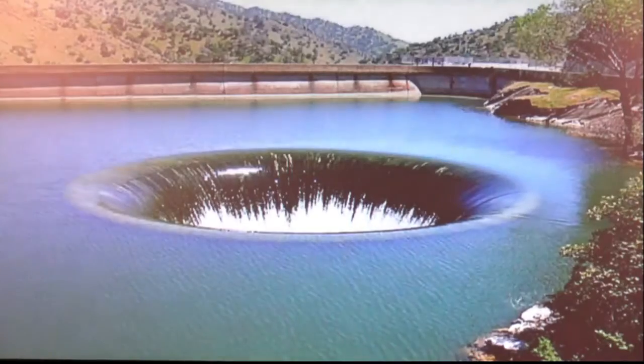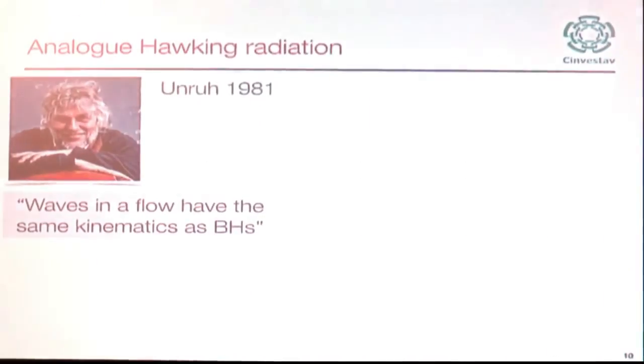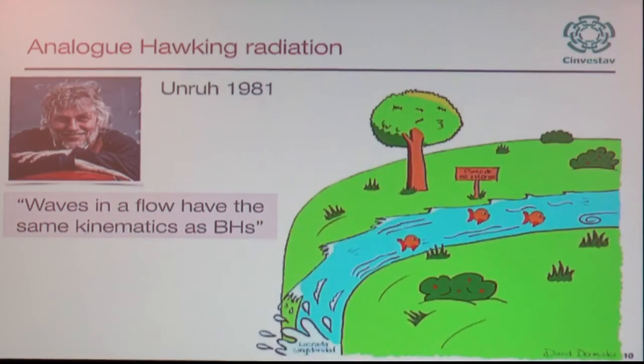Here's a picture. Our American friends already built it. Okay, they built it. And what we are talking about is waves here. Here we have waves going all over, everywhere, but here the water flows so fast that waves cannot escape, cannot go out. Basically, this is what we're talking about. And the first one to realize this was Wilhelm Unruh in 1981. He was giving a course on fluid dynamics, and he realized that the equations are the same equations that he used to solve for gravity. So he published it: waves in a flow have the same kinematics as black holes.